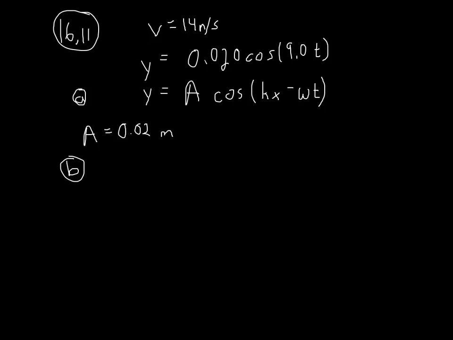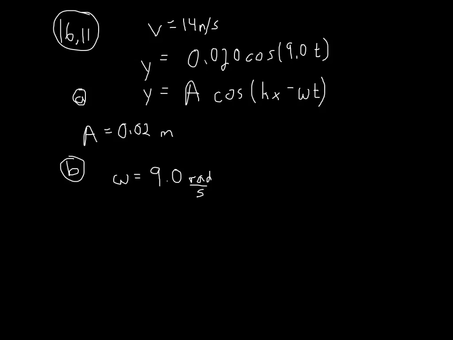Part B, we are asked to find the frequency of the wave. Well, the frequency is going to come in my general wave equation, not from my k times my x, but my omega times my t. Omega is my frequency, so I need to find whatever's out in front of my t to find what my omega is. In this equation, I have a 9 out front. So my omega has to be equal to 9.0. That's going to be in radians per second.